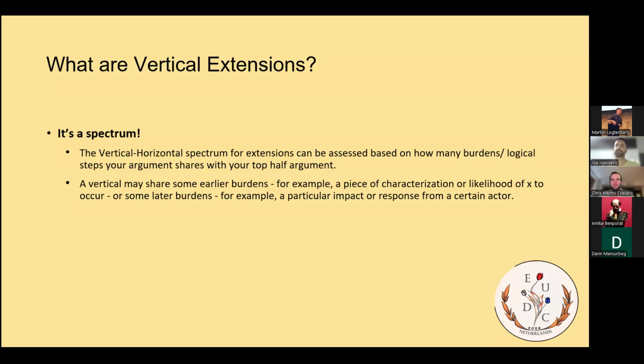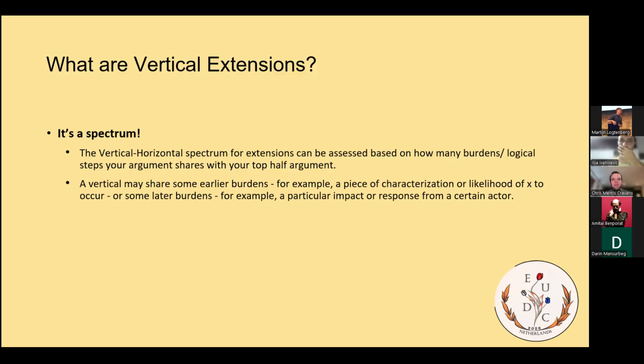And a vertical may come in some of the earlier steps of the argument. This will often look like explaining why characterization is true, for example, or why an outcome is likely. Or it may come in filling in something like the weighing or the impacting that is necessary for the argument to be most persuasive. So it's taking any part of the case your top half team has put, either a part that's missing or a part that may be there, and essentially trying to win the round or to place more highly by doing that differently or better than your top half has.